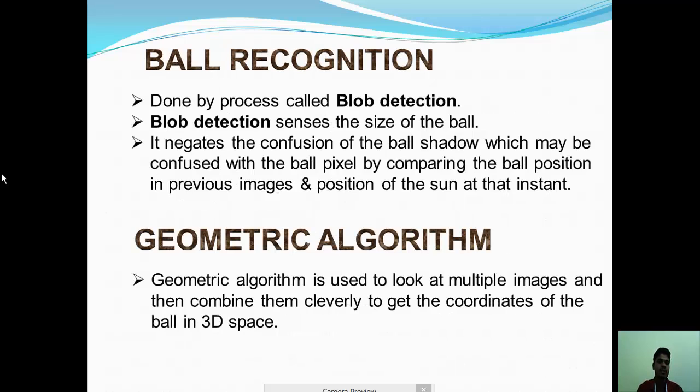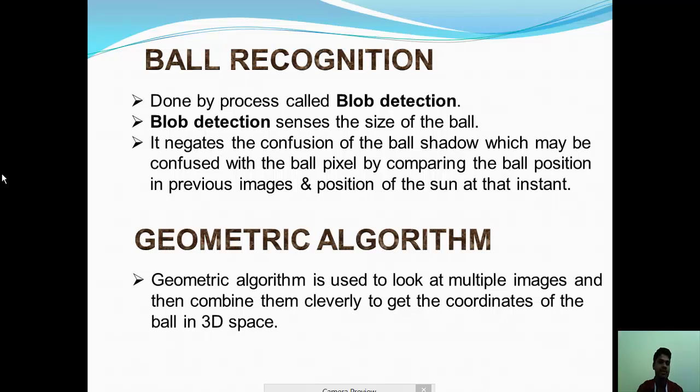The next step is ball recognition. The ball recognition process is done by blob detection. Here blob stands for binary large object. The blob detection senses the size of the ball. It also differentiates between the actual ball and the shadow of the ball. So it eliminates the confusion between the actual ball and the shadow ball by comparing the position of the ball in the previous images and the position of the sun at that instant.